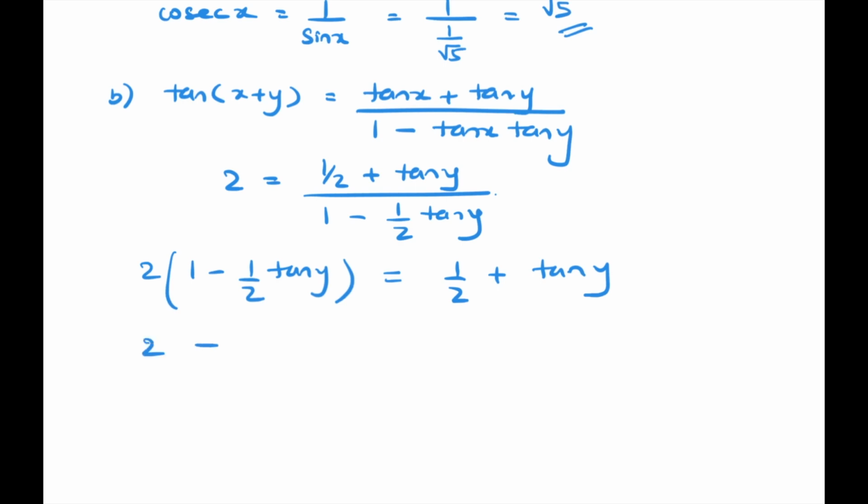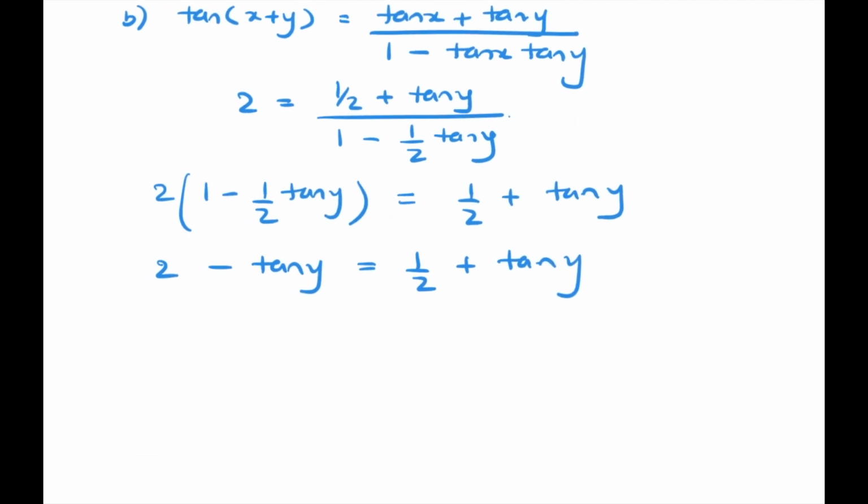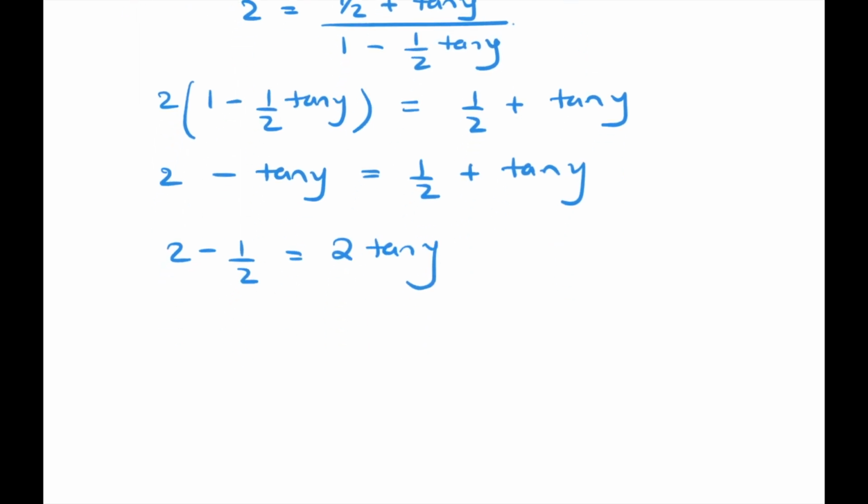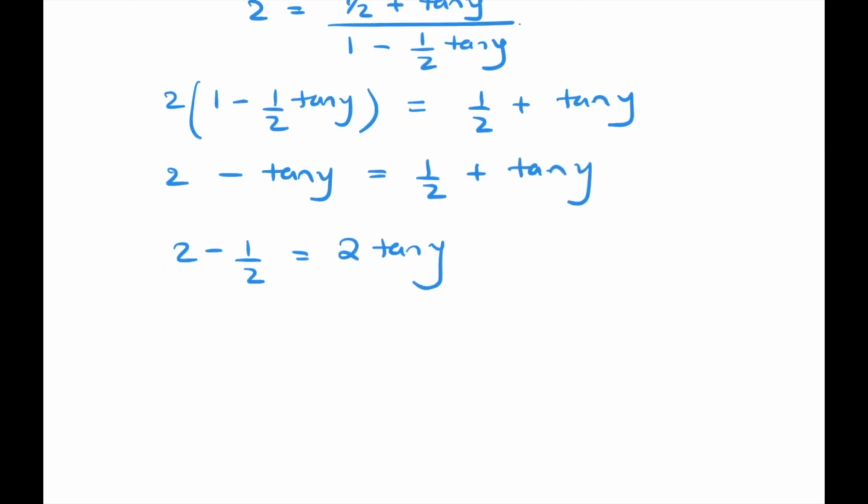Expand it, and I would now be able to put the tans on one side and the numbers on the other side. So 2 minus 1/2 equals 2 tan y, which then simplifies to 3/2 equals 2 tan y, and therefore tan y is equal to 3/4. So that's the answer. This is it.